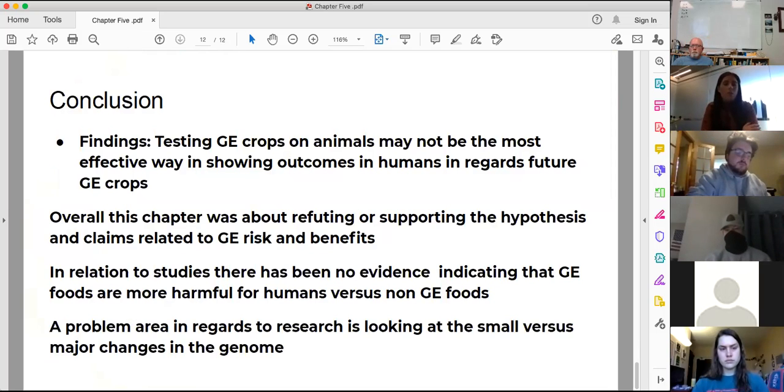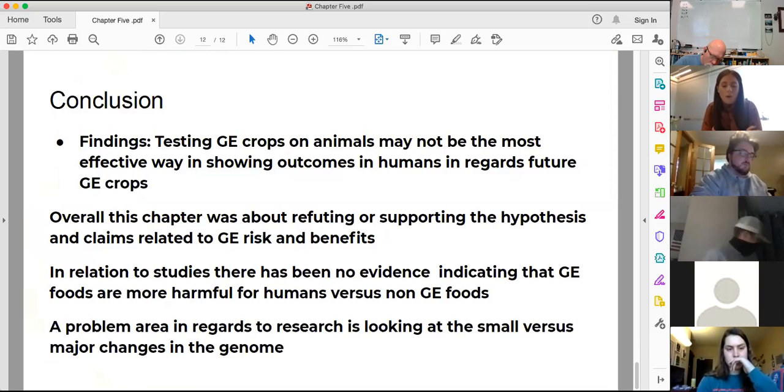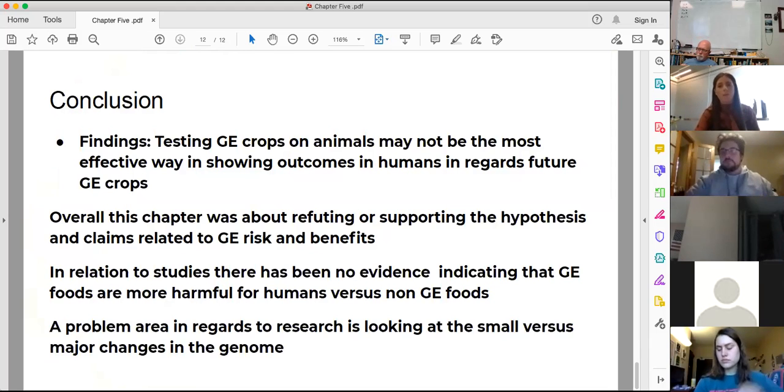Okay, in conclusion, while testing was a big portion of our chapter, something to just consider is that the process of testing GE crops on animals may not be the most effective way of showing potential outcomes in humans with the future GE crops. Overall, it's supporting or refuting hypotheses and claims associated with the benefits of food derived from GE crops.